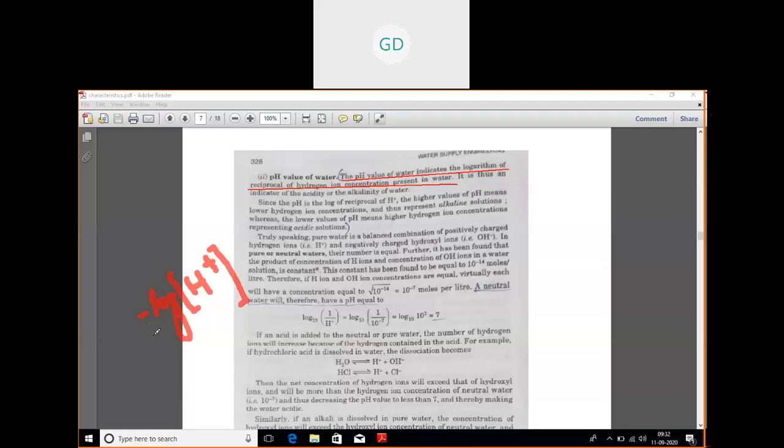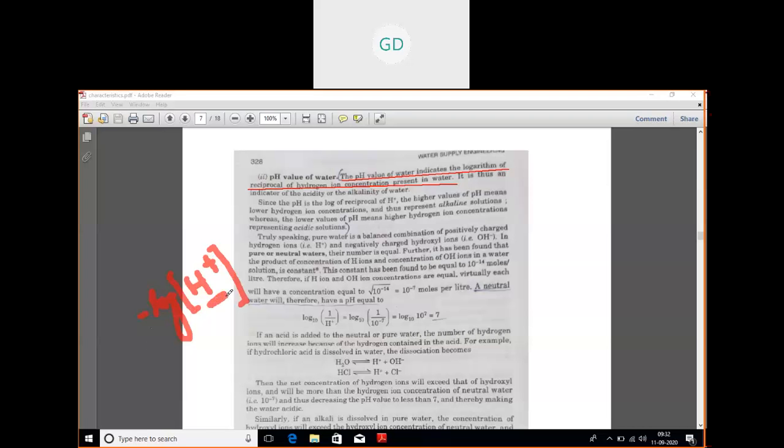That means if the hydrogen ion concentration in your water increases, then obviously from the formula the pH value of water will decrease. It is just the opposite. If the H plus value decreases, then your pH value will increase. So this formula says that.